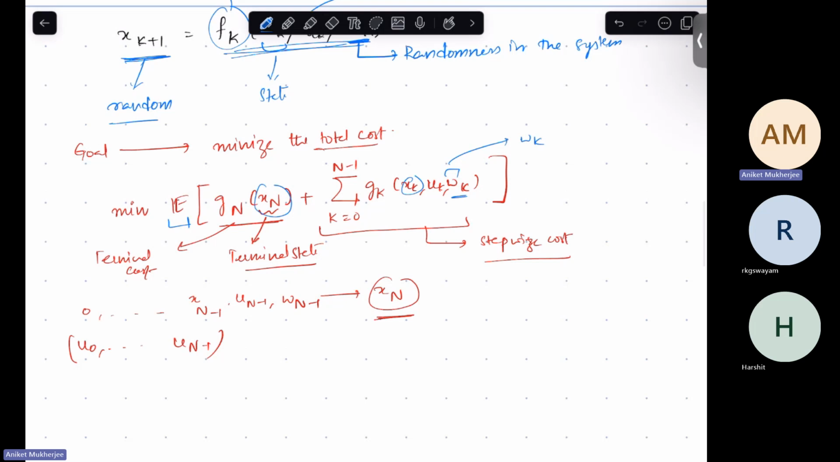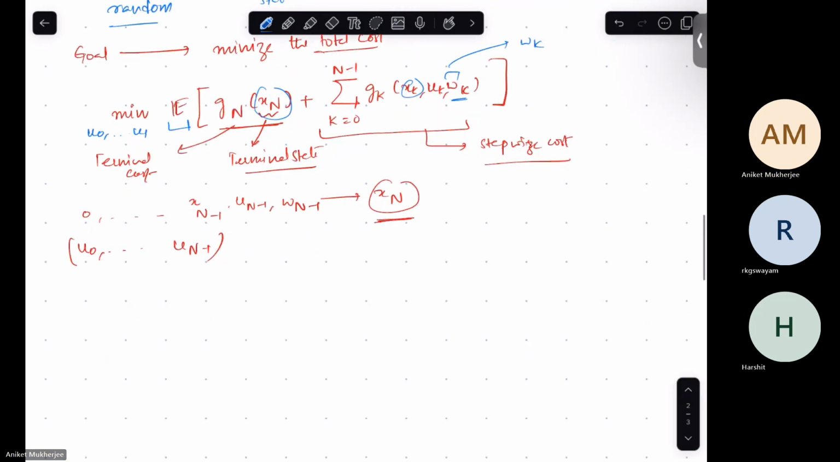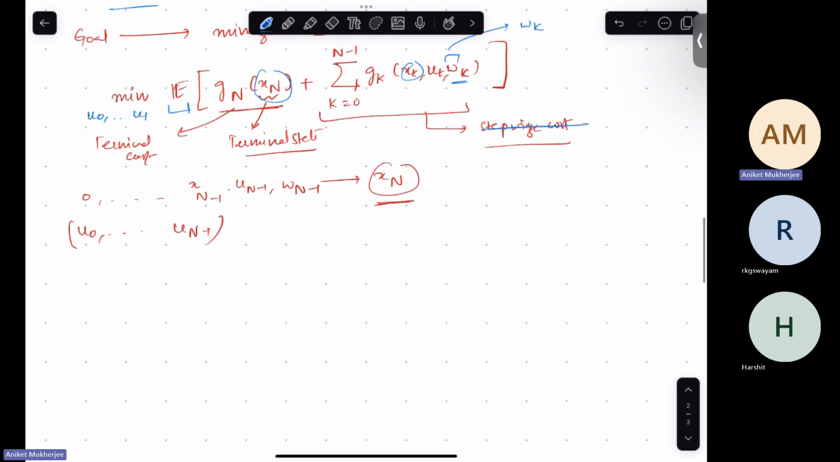This is a more general setting, saying that you'll have some terminal cost function gn, you'll have some stagewise cost function gk, and what you need to decide is these u0 to un minus 1. Yeah, these are known as stage-wise costs, not step-wise costs, sorry, stage-wise costs.